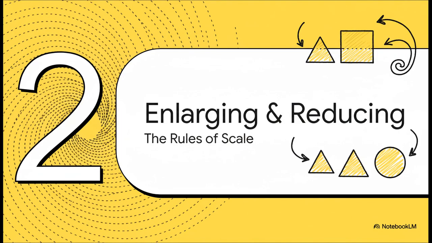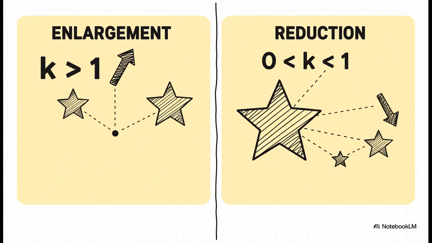Okay, so we have our two ingredients, that anchor point and our magic number, the scale factor. So how do they actually work together? Well, it all comes down to some really simple rules of scale. The value of K tells you everything you need to know. If your scale factor K is a number bigger than 1, your shape gets bigger. We call that an enlargement. But if K is between 0 and 1, like a fraction or a decimal, the shape gets smaller, and that's a reduction. See? It's that easy.